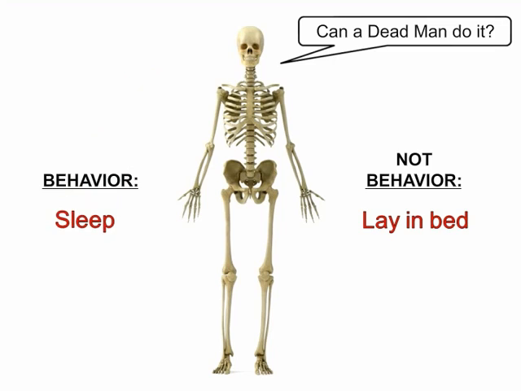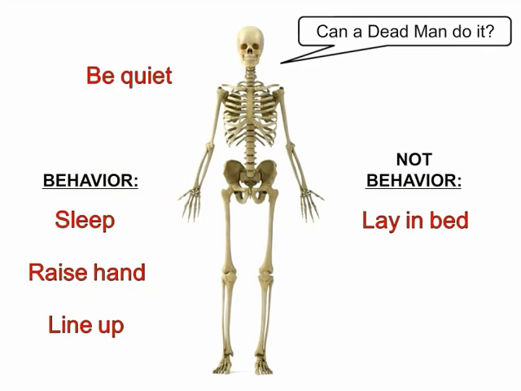Think about these classroom examples. Can a dead man raise his hand? No, a dead man can't raise his hand, so raising hand is a behavior. What about line up at the door? Can a dead man line up when you ask him to? No, a dead man can't go and line up, so lining up is a behavior.